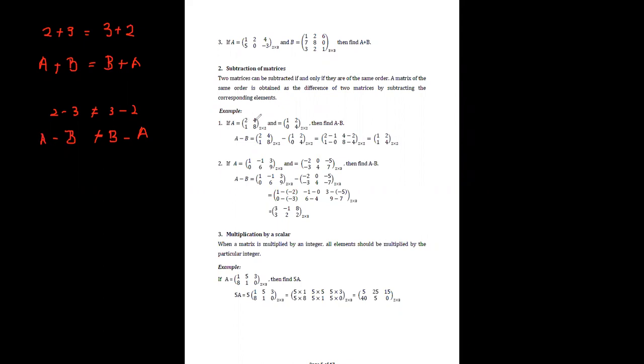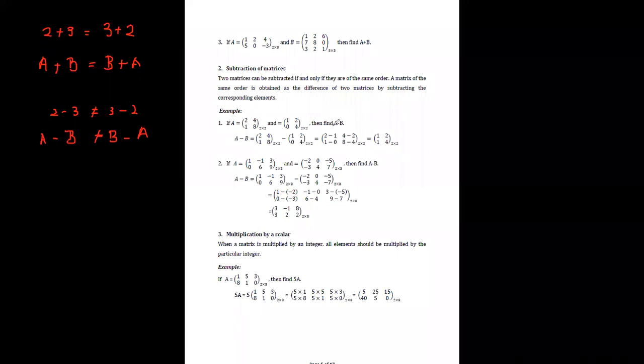Here we have considered matrix A as a 2 by 2 matrix having the elements 2, 4, 1, 8, and matrix B is again a 2 by 2 matrix having the elements 1, 2, 0, and 4. If you are asked to find the value of A minus B, as the first thing you have to check whether the matrices are in the same order or not. If the matrices are in the same order, then you can go for the subtraction of these two matrices. Otherwise, you cannot.